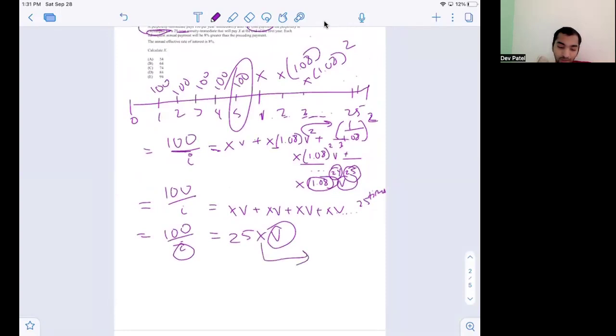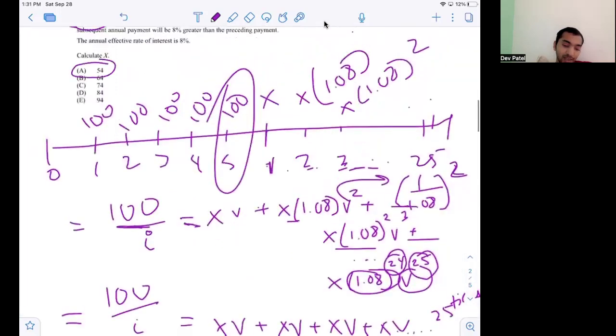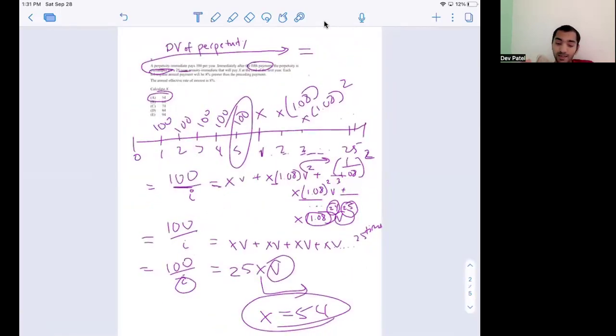And then we can solve for x. And once we do that, we get x as 54, which is our answer here. So one of the things about this problem to know is you want to write out the summation. When you write out the summation, you can see the actual formula.